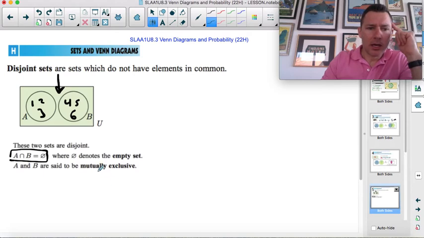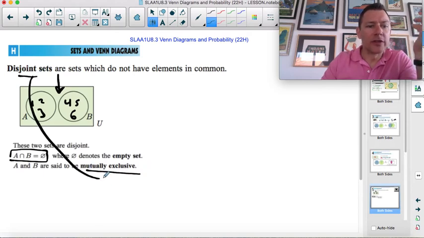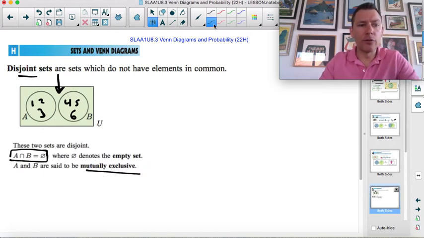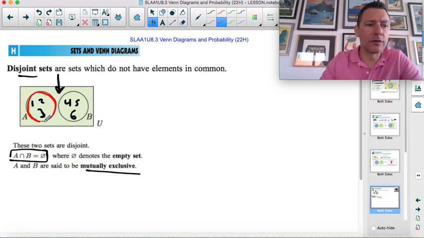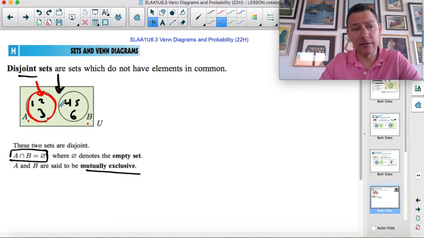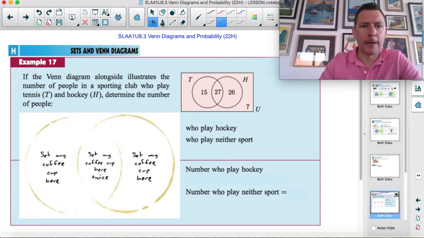We would say a disjoint set is mutually exclusive. So if you picked number 1, 2, or 3, you know it's in A and it can't be in B. So everything in here can't be in here, and vice versa. Right? All right.